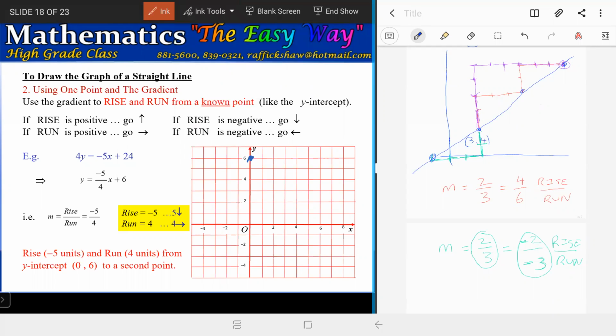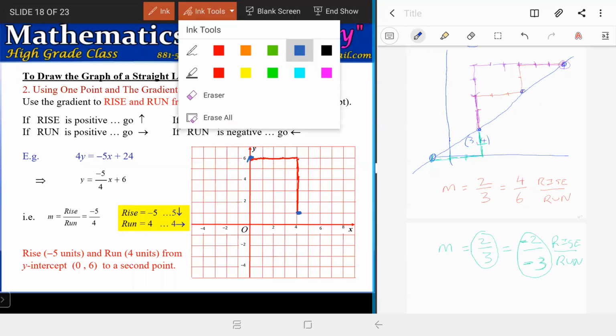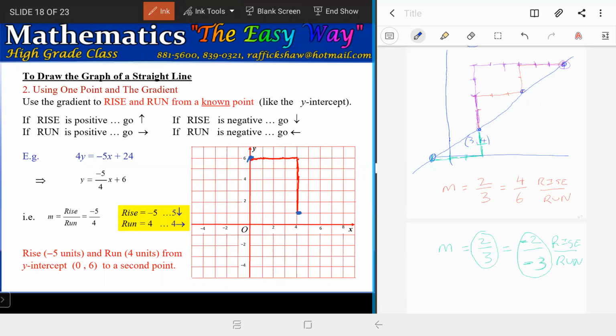I'm gonna run 4. 1, 2, 3, 4. I'm gonna rise -5. Mean go down 5. 1, 2, 3, 4, 5. See? I get back to the same point right here. I'm gonna run 4 again. And do the run first. It doesn't matter. Just know that you're running and you're rising.